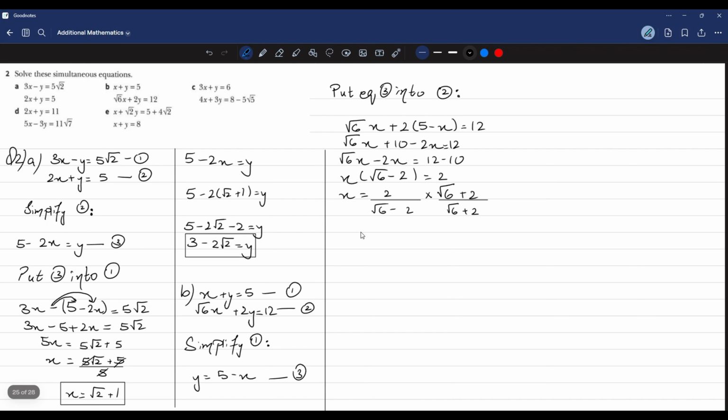Okay, so if we multiply this, we get x is equal to 2 under root 6 plus 2 twos is 4 divided by, a plus b multiplied by a minus b is equal to a squared minus b squared. So under root 6 squared is equal to 6 minus 2 squared is equal to 4. We'll get 2 under root 6 plus 4 divided by 2. Simplify this, 1 the 2, 1 the 2, 2 the 4, and we'll get under root 6 plus 2 as our final answer for x.